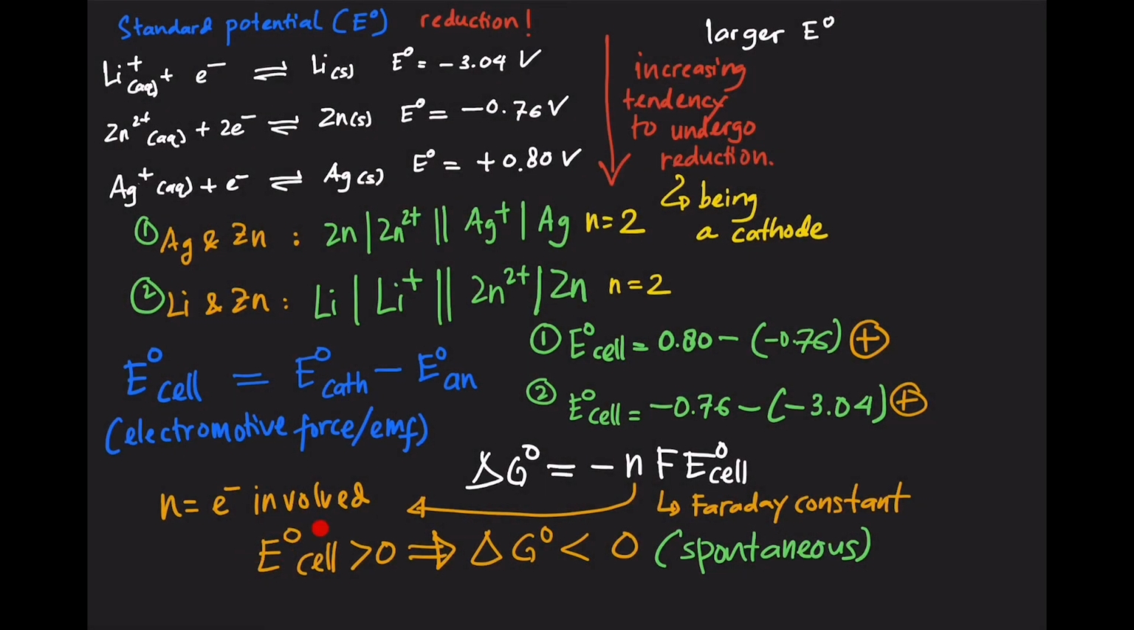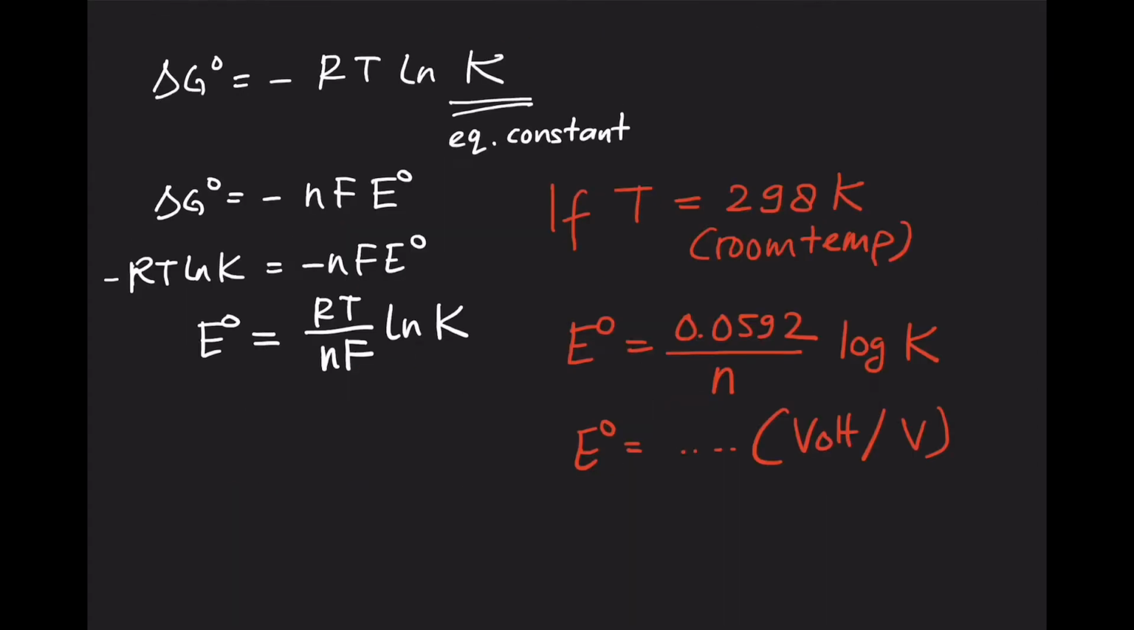If the E0 of the cell is positive in value, or higher than 0, that means the delta G0 will be a negative value, and of course a negative value of delta G means that we have a spontaneous reaction. We can also correlate the delta G that we have learned in the previous chapter, where delta G0 is equal to minus RT ln K, and K is the equilibrium constant.